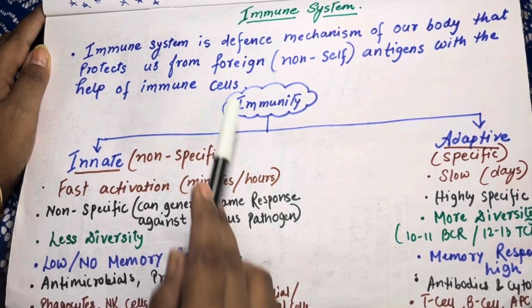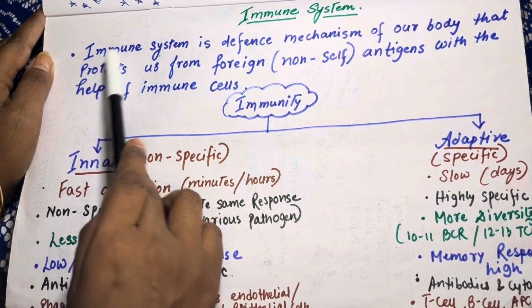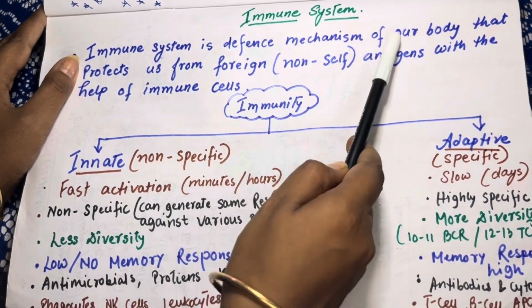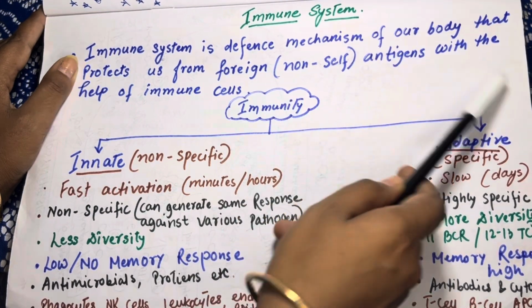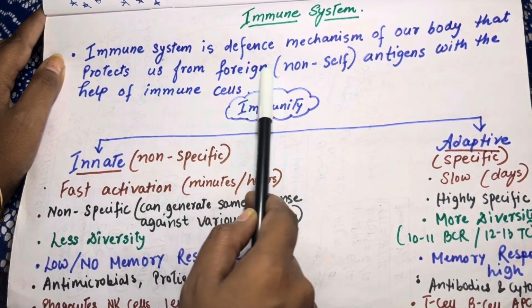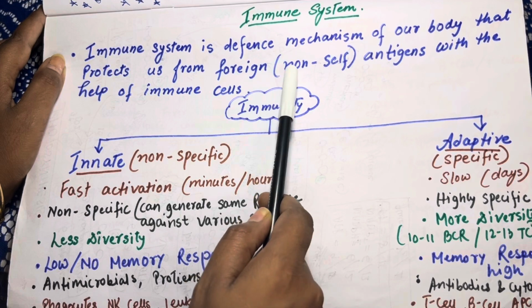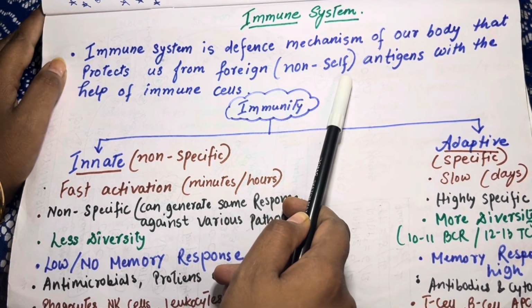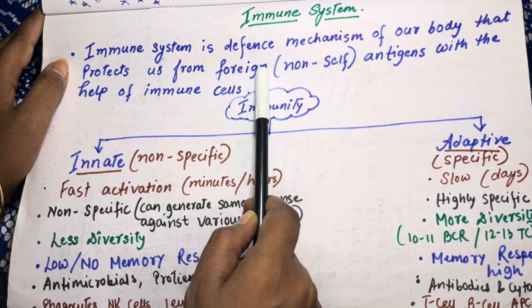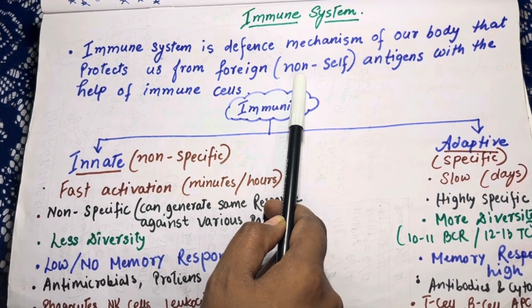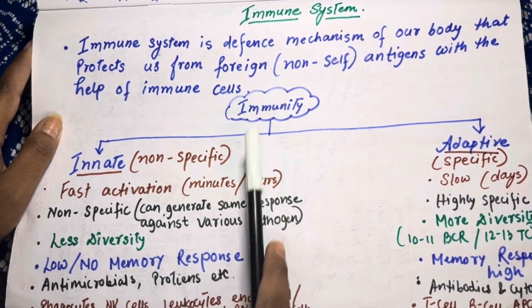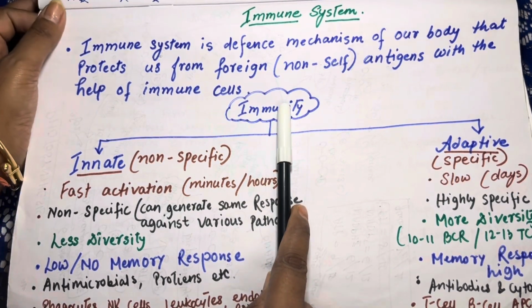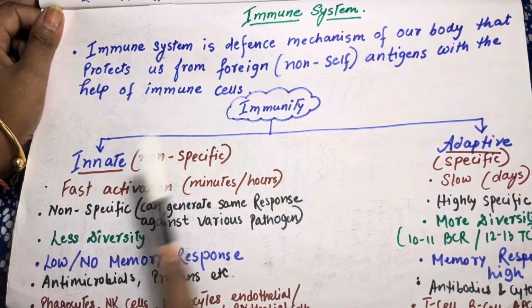Here's another explanation of the immune system. The immune system is a defense mechanism of our body that protects us from foreign non-self antigens with the help of immune cells. These foreign molecules are the non-self, that means they are not part of our body. They will come from outside, or they can cause harm. Those are called antigens. The immunity can be of two different types, innate and adaptive.